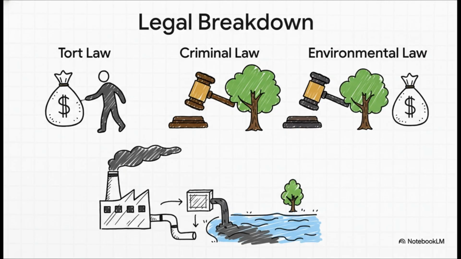A perfect practical example of this is an industrialist who chooses not to install a mandatory effluent treatment plant, an ETP, simply to save on costs. That single decision results in pollution. And for that careless and illegal choice, the law can hold them both civilly and criminally liable.